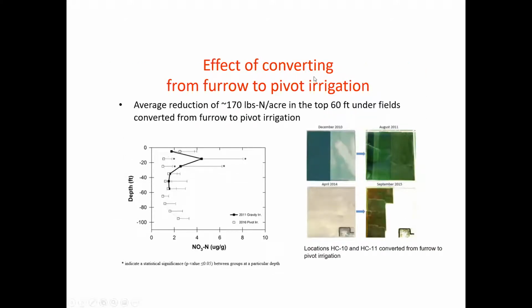So this is something that we're finding in many locations: we can reduce the amount of nitrate in the Vadose zone if we would just use less water.